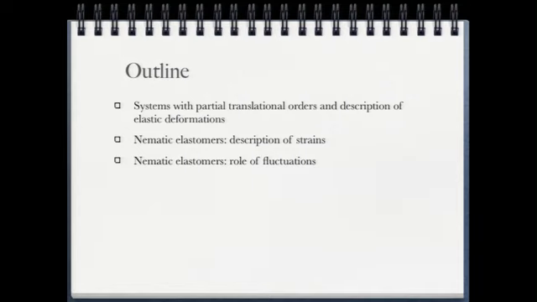My talk will have 3 parts. In the first part, I will discuss a general method of constructing strain tensors for systems with partial translational orders. In the second part, I will study this description of strains for nematic elastomers. In the third part, I will discuss the role of fluctuations on the macroscopic elasticity of nematic elastomers, ideal nematic elastomers.